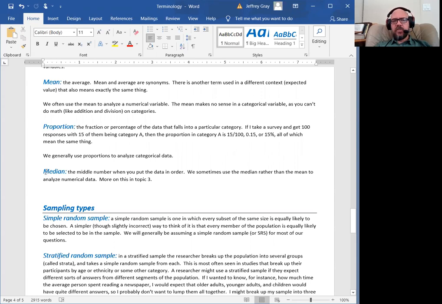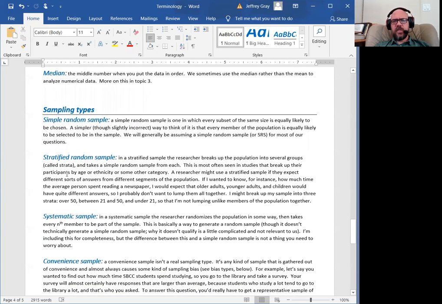And the median is another semi-common statistic that we use. We'll talk about this more in topic 3 when we talk about quantitative variables and displaying them. But the median is the middle number. If you take all of your data, so it has to be numerical data, you put it in order, and then whatever number's in the middle is the median. We'll talk about this more later.